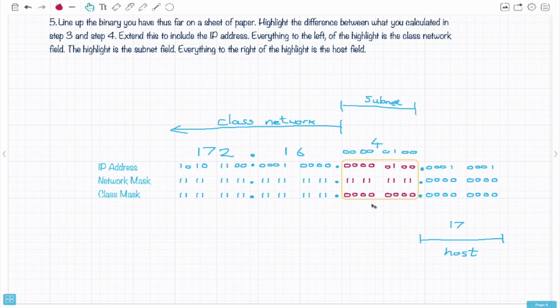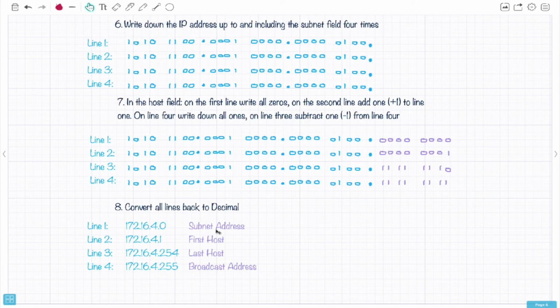We then have 256 possible hosts. You can't have all zeros, you can't have all ones. Why? Because the zeros represent the subnet address, ones represent the broadcast address. That's the reason why. So you can only have host 1 through 254. So 254 available hosts. Okay, that's us done.